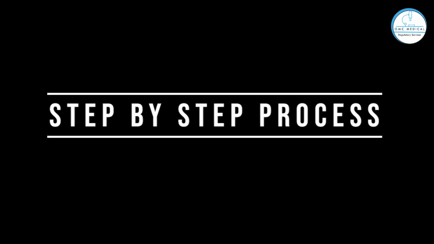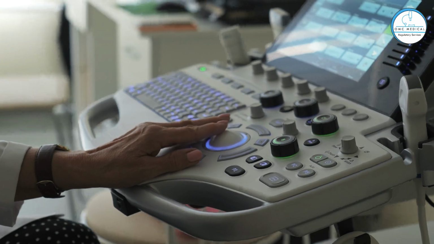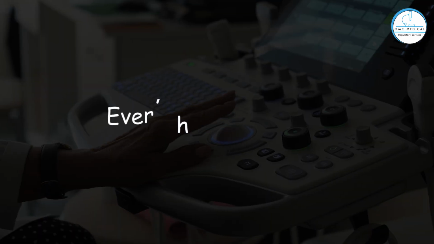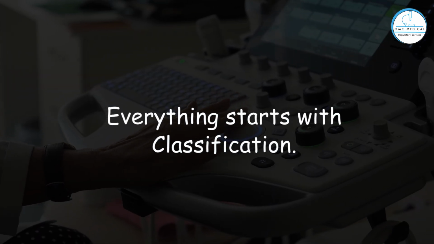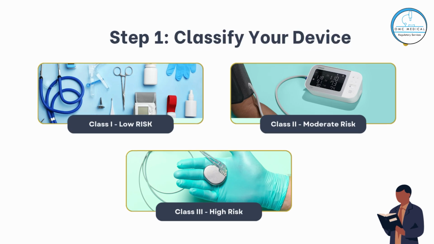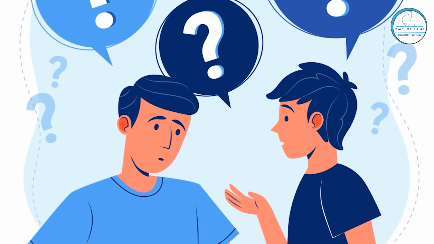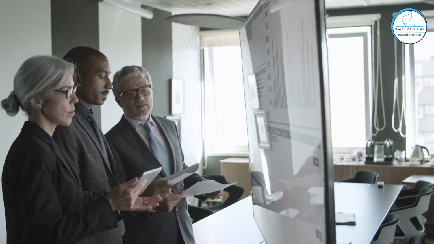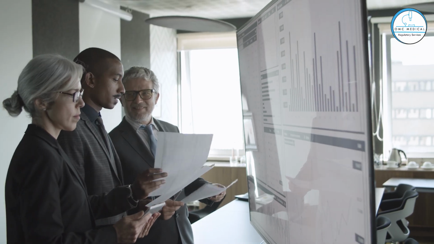Step-by-step process. Step 1. Classify your device. Everything starts with classification. Your device will fall into Class 1, low risk; Class 2, moderate risk; or Class 3, high risk. Why this matters? Because your entire approval pathway depends on this.